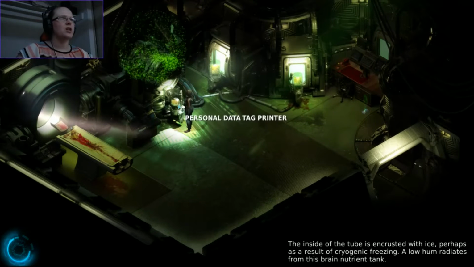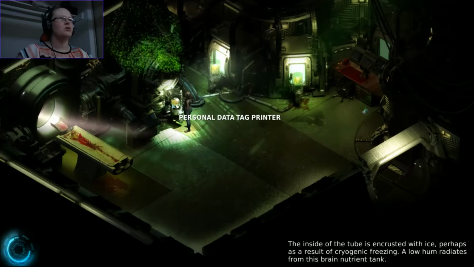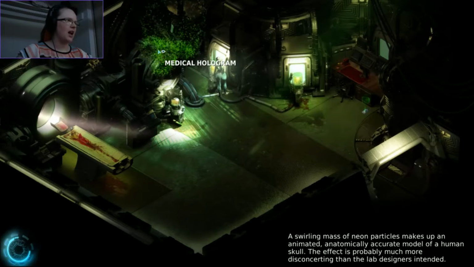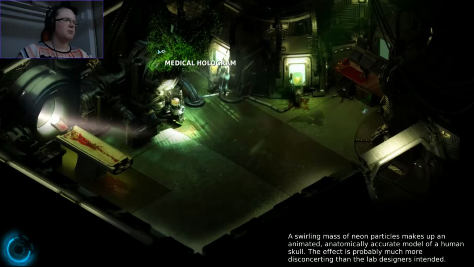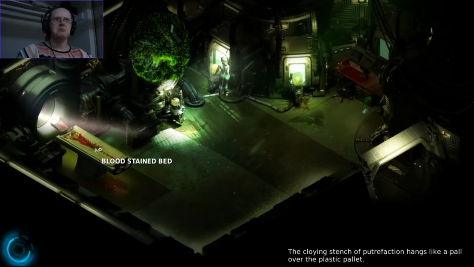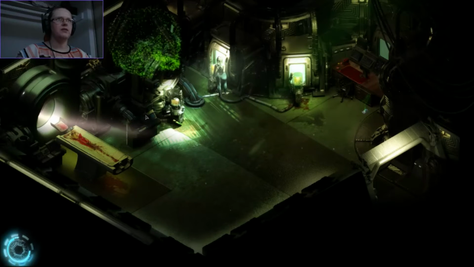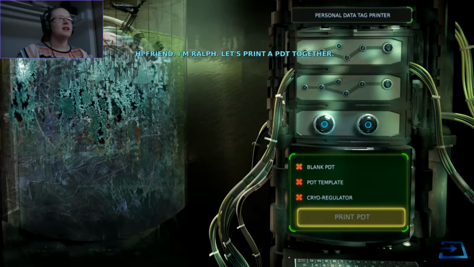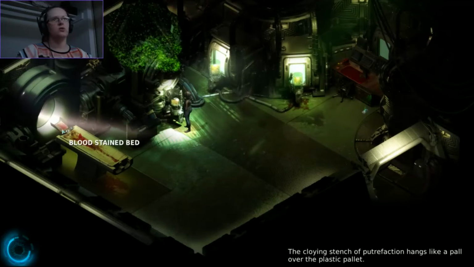In the last one, we had just clicked on this, and apparently this is Ralph. A swirling mass of neon particles makes up an animated, anatomically accurate model of a human skull. The effect is probably much more disconcerting than the lab engineers intended. I guess this guy's name is Ralph. Hi friend, I'm Ralph. Let's print a PDT together. I need a blank PDT, a PDT template, and a cryo regulator in order to do that.